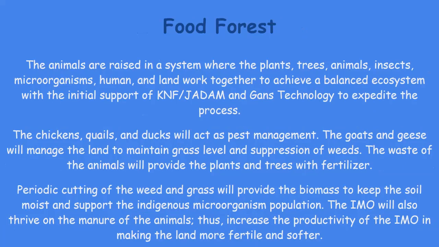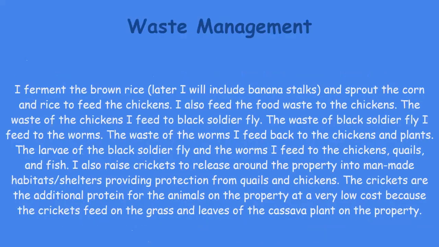Periodic cutting of the weeds and grass will provide the biomass to keep the soil moist and support the indigenous microorganism population. The IMO will also thrive on the manure of the animals, thus increasing the productivity of the IMO in making the land more fertile and softer.